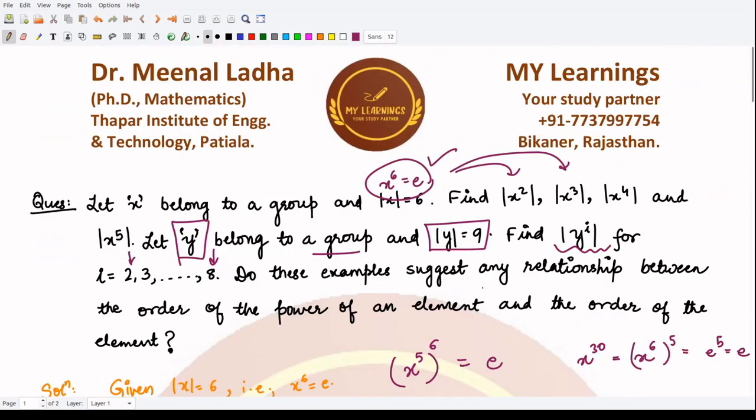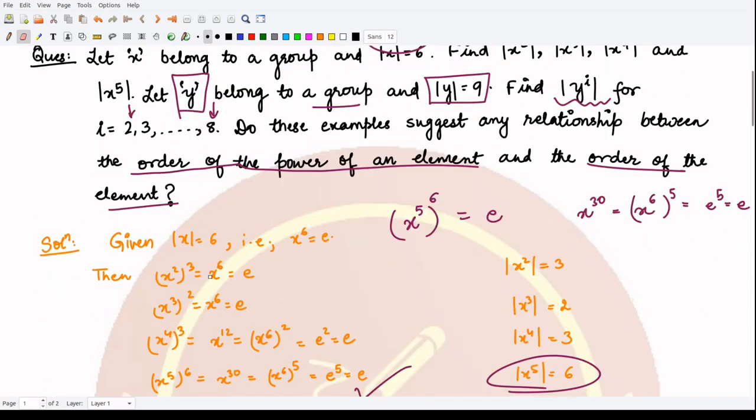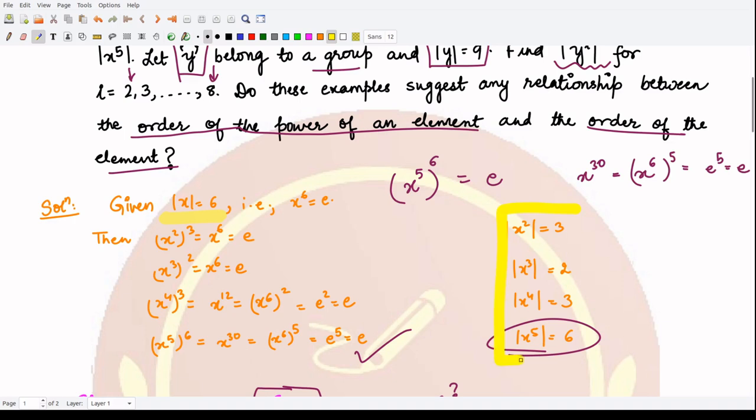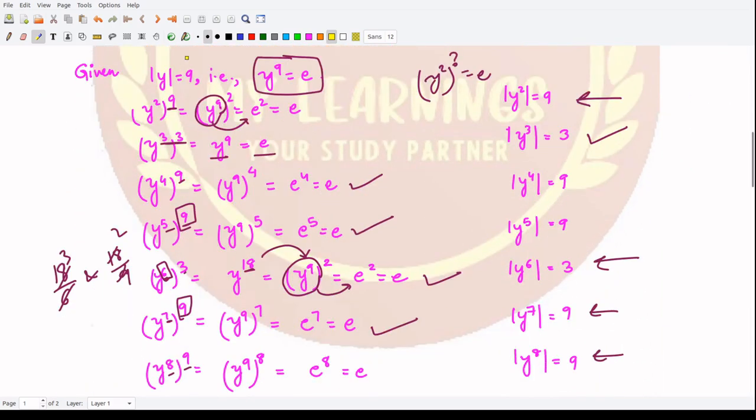So in the next part of the question, they are asking you, do these examples suggest any relationship between the order of the power of the element and the order of the element itself? So you see, in this case we have the order of the element x as 6, correct? And the order of their powers is 3, 2, 3 and 6. So can you see any relation between them? And in the second example, we had the order of the element as equal to 9 and the order of its powers is 9, 3 and 9 only, right? So do you see any relationship?